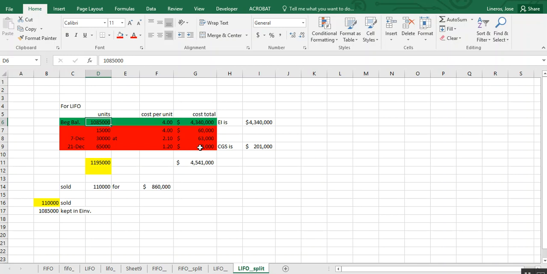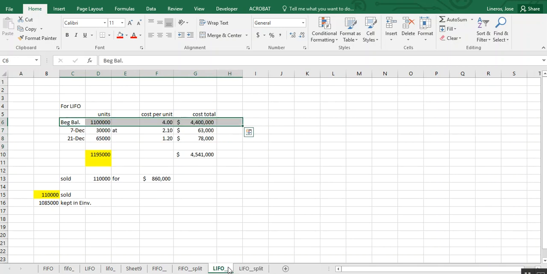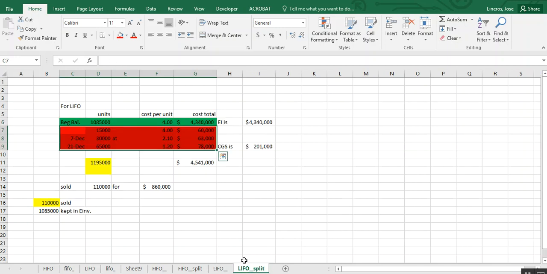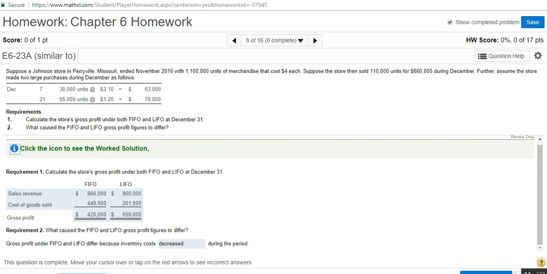You'll notice that in LIFO we keep this top layer and declare it ending inventory. And then this layer here that we carved the second layer out of, notice 1085 and 15 is 1,100,000, is cost of goods sold. Okay, and then this matches what we have here for LIFO. Your numbers will be different because all these problems are algorithmic.